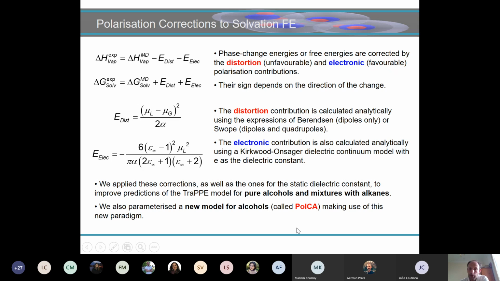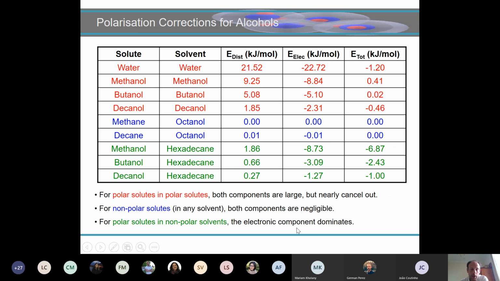Before I show the prediction results, these are the polarization correction calculations. It's important to distinguish three different cases in different colors. In the first case, we have polar solutes in very polar solvents. In this case, they're all the same, but it doesn't matter. If we do alcohols in water, the same effect is seen.